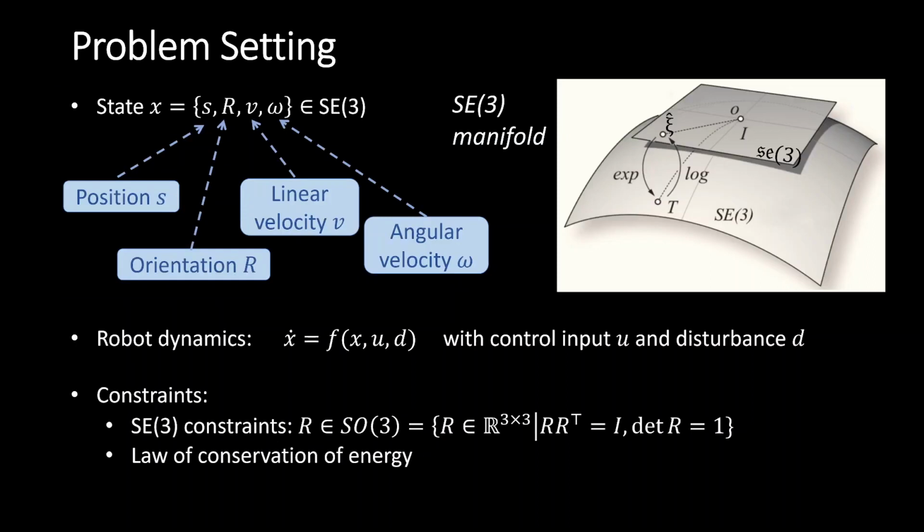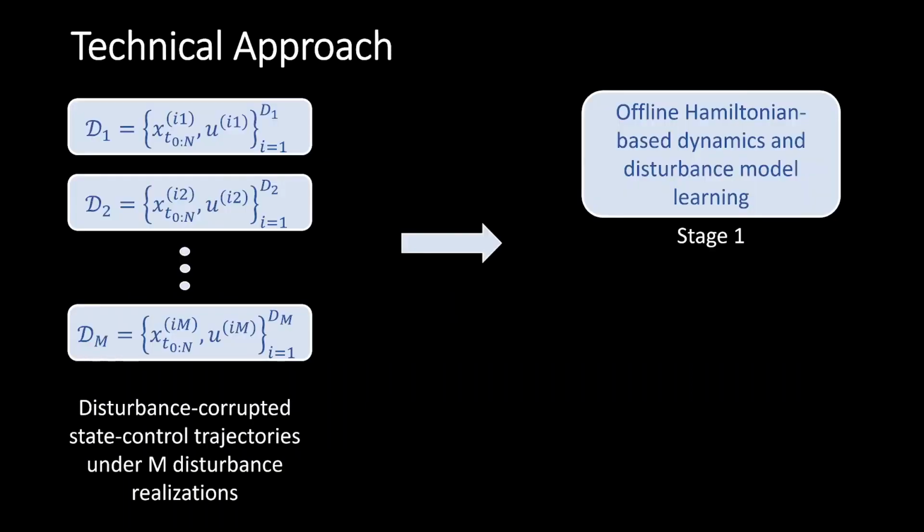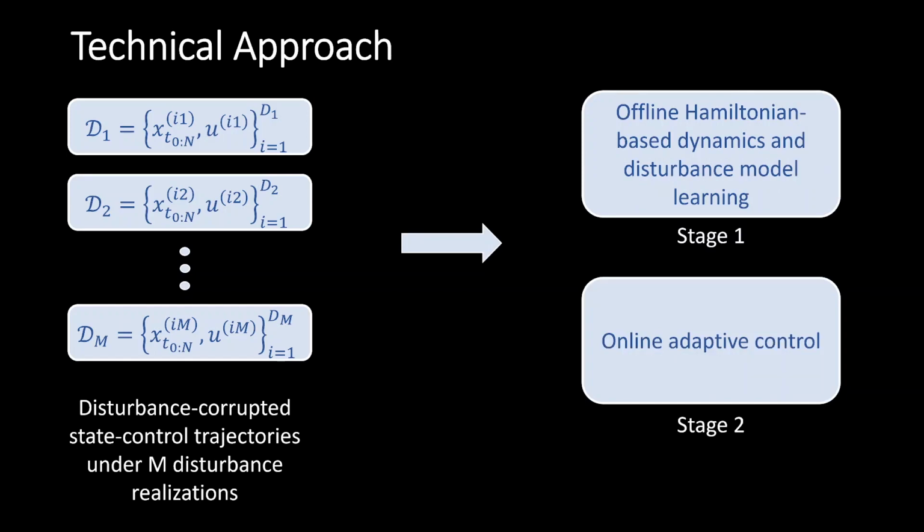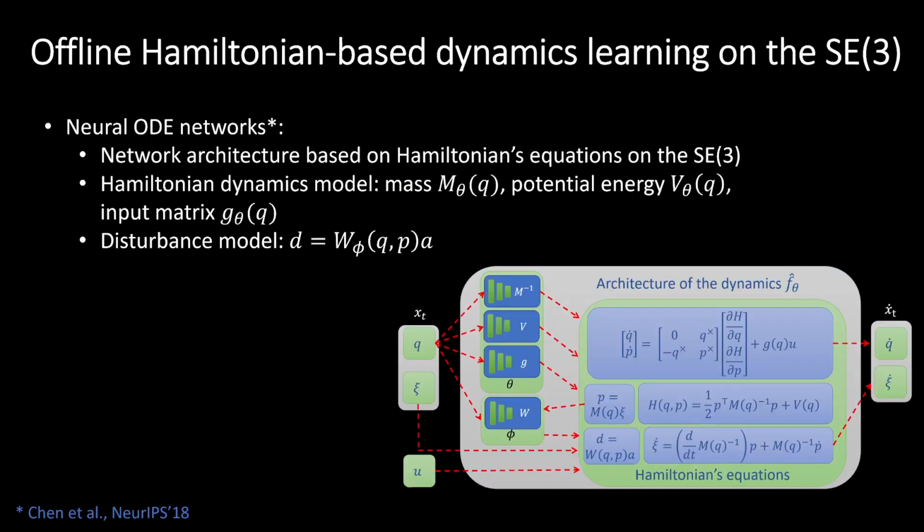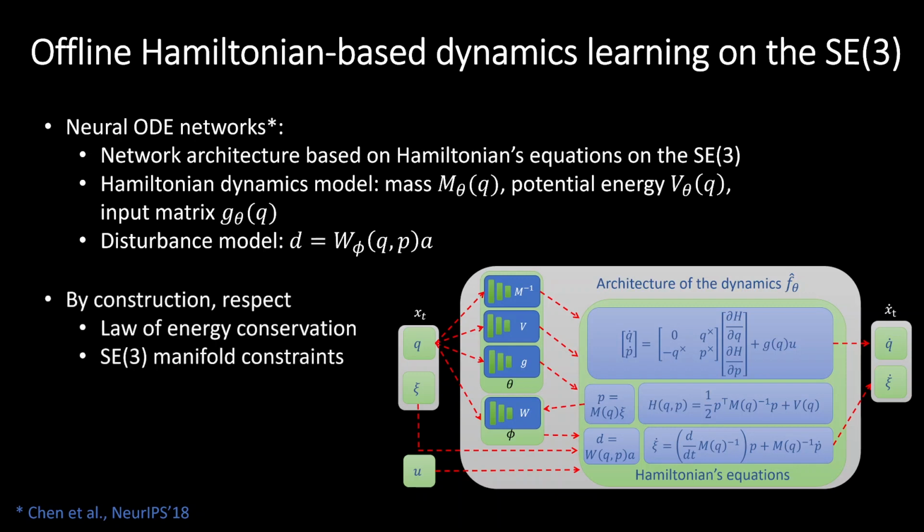We consider the robot state on the SE3 manifold and enforce the SE3 constraints and the law of energy conservation. Our approach to the problem has two stages: an offline Hamiltonian-based dynamics and disturbance model learning, and an online adaptive control stage. In the offline stage, we design the architecture of the neural ODE network using Hamilton's equations on the SE3 manifold, with parameter theta for the Hamiltonian dynamics and parameter phi for the disturbance model. This structure guarantees a law of energy conservation and the SE3 constraint by construction.